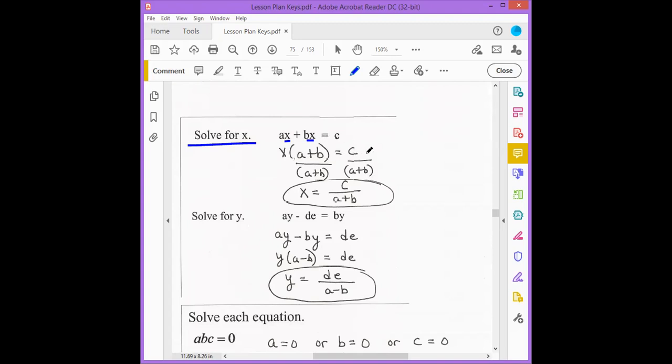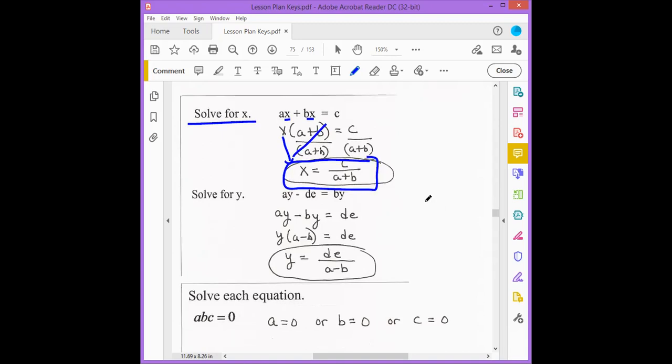Now we're going to solve this equation for x. We'll divide both sides of this equation by a plus b. The a plus b's will cancel on the left side of the equation, leaving x. We carry down our x. And on the right side, we have c divided by a plus b. This is our solution. X equals c divided by a plus b.